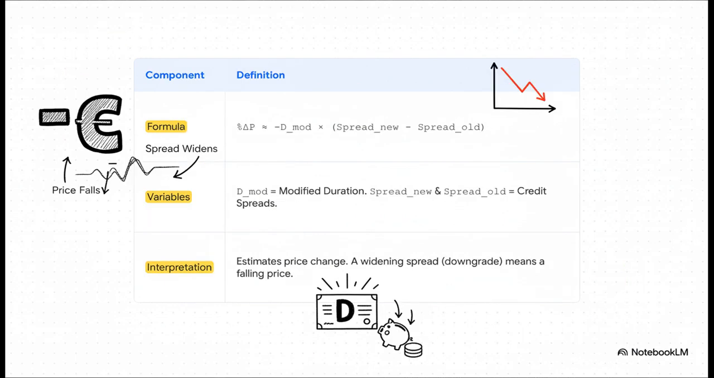Okay, let's really zoom in on this formula, because there's a classic trap here. See that negative sign? It's so easy to forget when you're rushing. But think about it. If a bond gets downgraded, its credit spread gets wider, right? So that spread new minus spread old part becomes a positive number. Multiply that by your negative modified duration, and boom, you get a price drop. It has to work that way. That inverse relationship is everything.